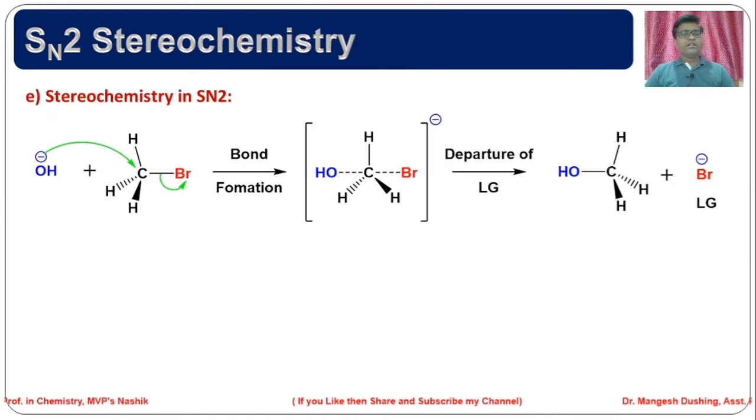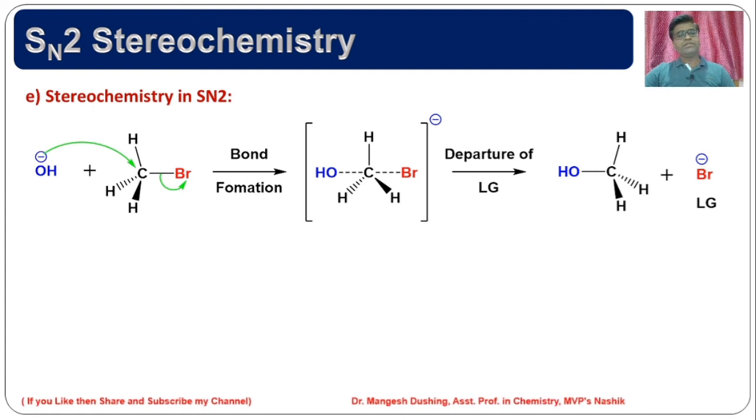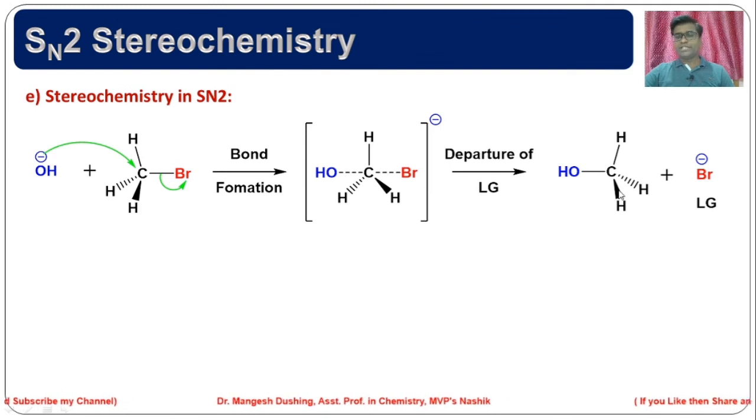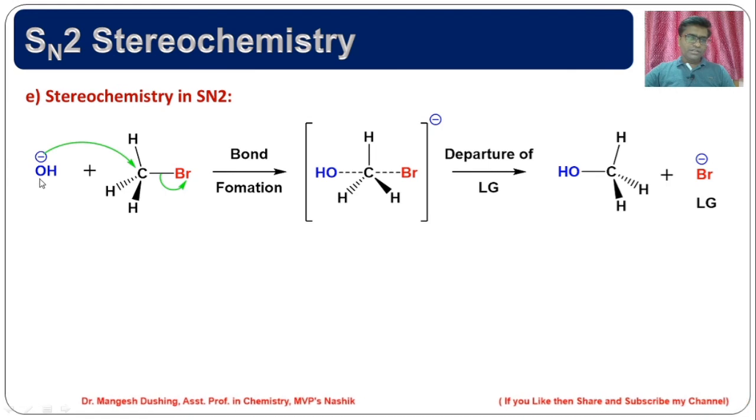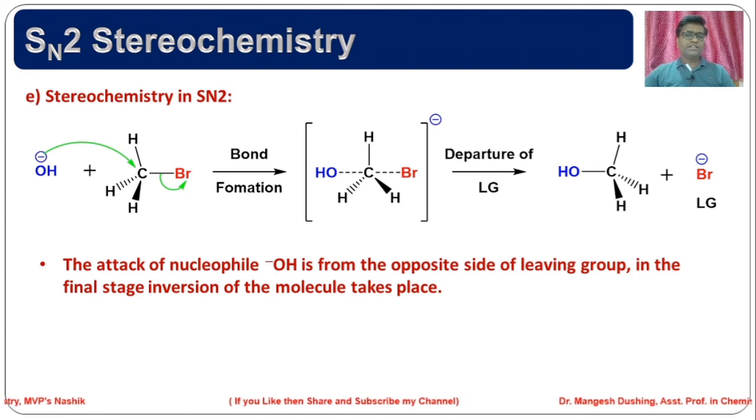Friends, now we will see the stereochemistry in the SN2 reaction. As we know, the nucleophile in an SN2 mechanism comes from the back side of the leaving group. So we get this transition state, which breaks down into the product. The main thing to observe is that this OH minus, the nucleophile, is coming from the back side of the leaving group. So if this carbon is a chiral center, then there will be inversion of stereochemistry.